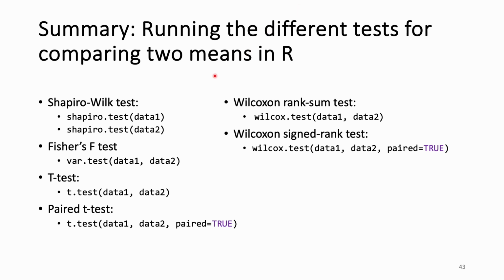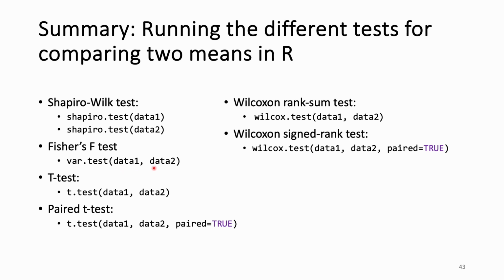This slide summarizes the different tests that you can run to compare two means in R. First of all, we have the Shapiro-Wilk test, which checks for the normality of the data. Imagine that we have two samples, data1 and data2; we can conduct the test of normality using this command, shapiro.test. Then if you want to check for the homogeneity of the variances, we have Fisher's F-test, and this is the command: var.test(data1, data2).